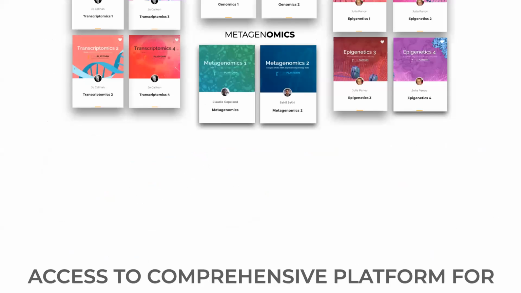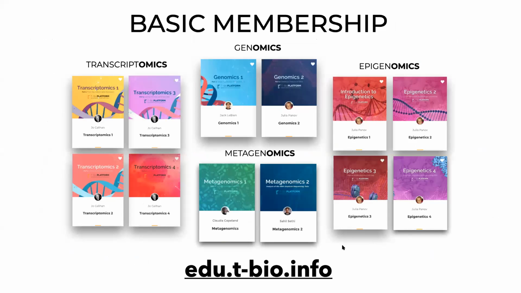So first of all, the basic membership on the edu.t-bio.info portal provides you with 12 asynchronous courses that include the analysis of next-generation sequencing for genomics, transcriptomics, metagenomics, and epigenomics. So you will find those courses available, and you can either purchase an individual course or buy a subscription to have access to all of them.